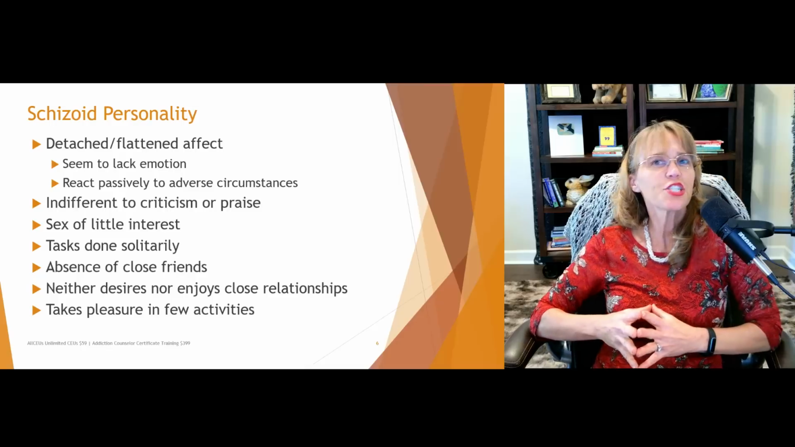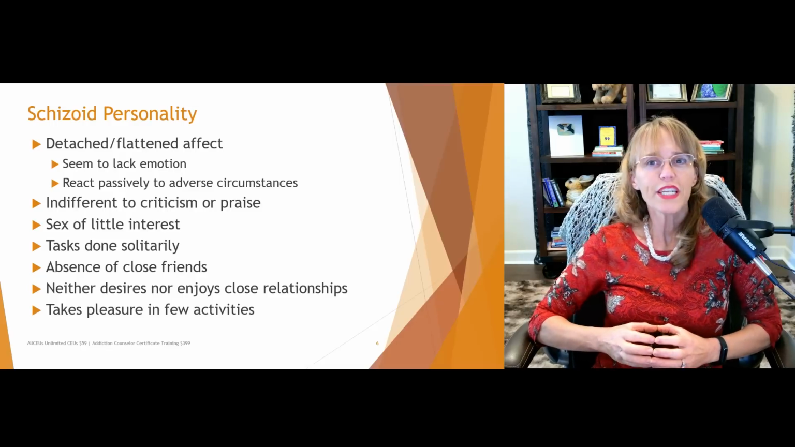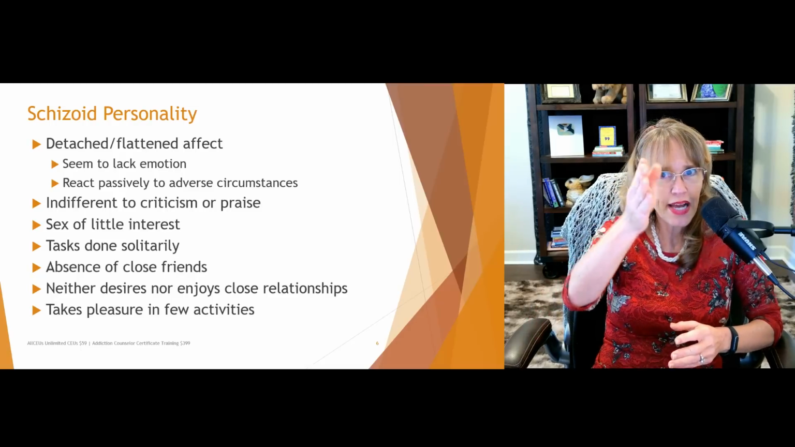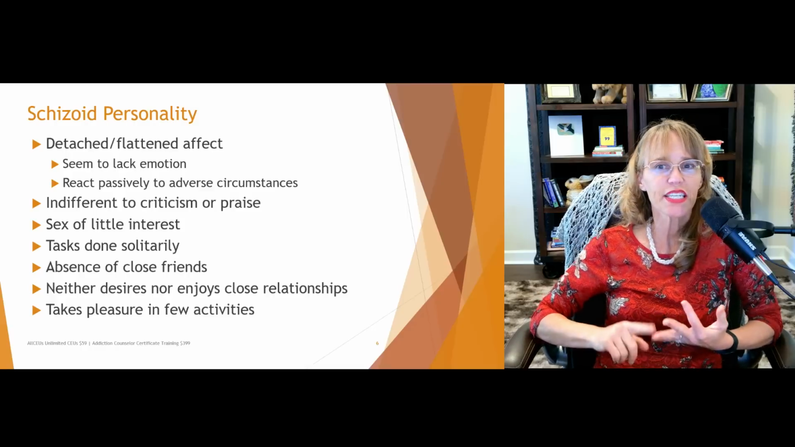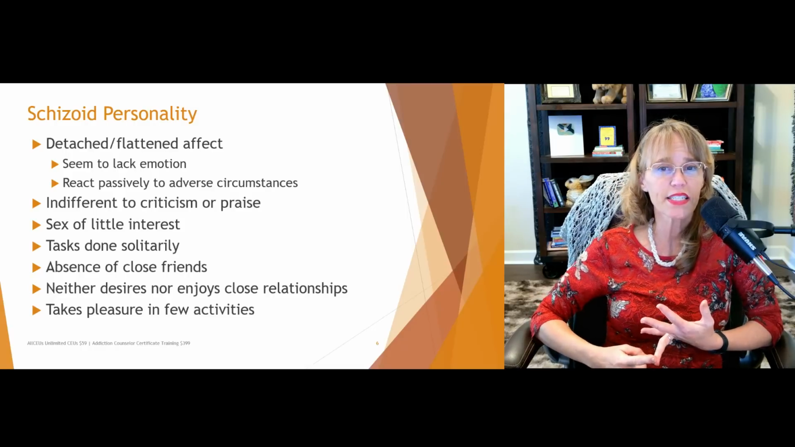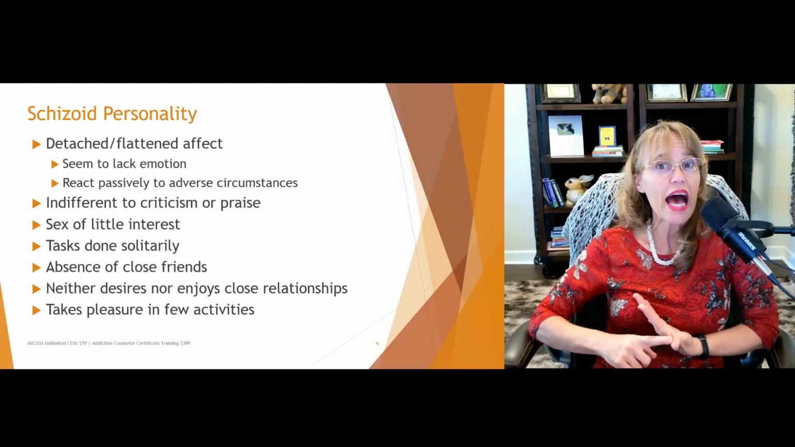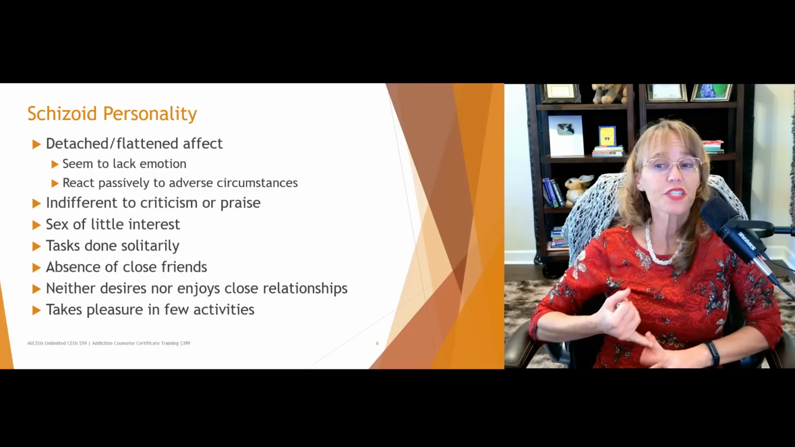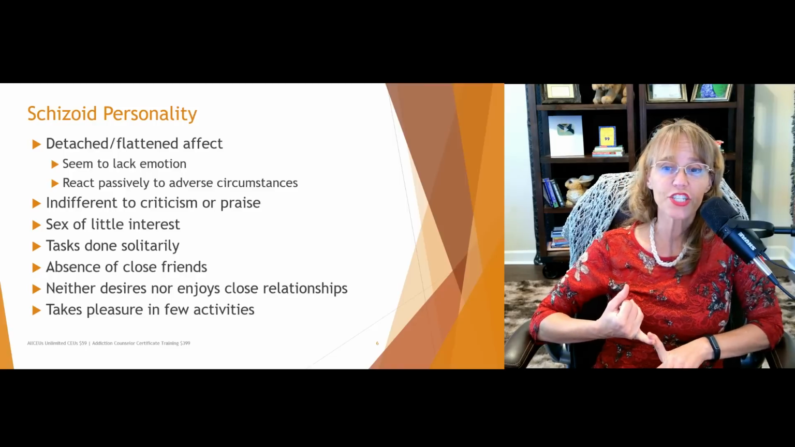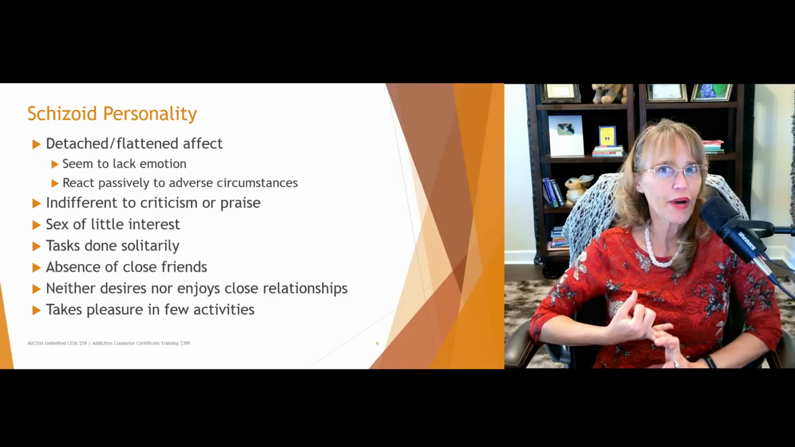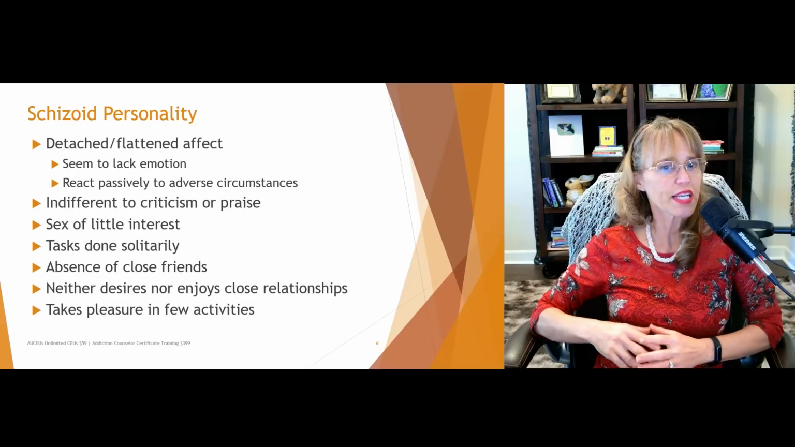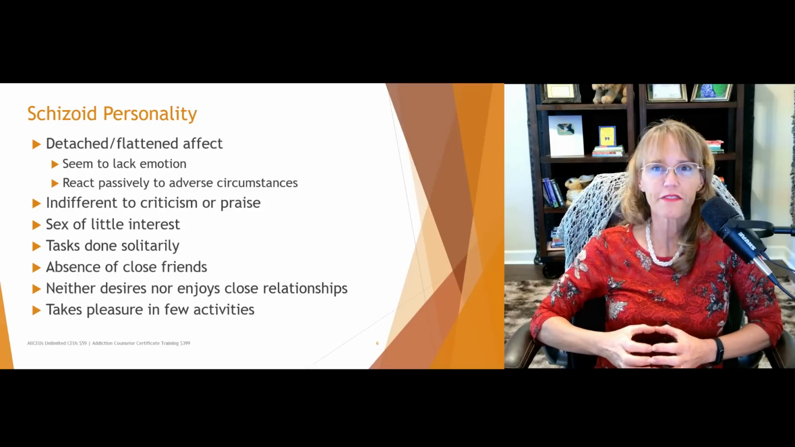In terms of schizoid personality, we talk about the mnemonic: distant, detached, indifferent to criticism or praise, sex is of little interest, tasks are done solitarily, absence of close friends, neither desires nor enjoys close relationships, and takes pleasure in few activities. So let's go through those again from a trauma-informed perspective.